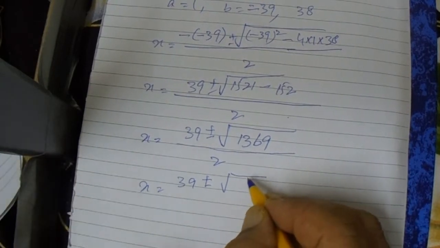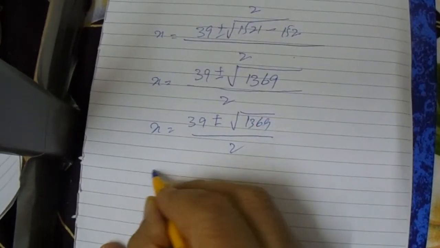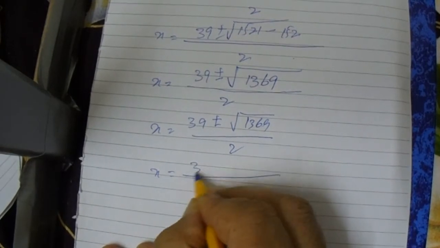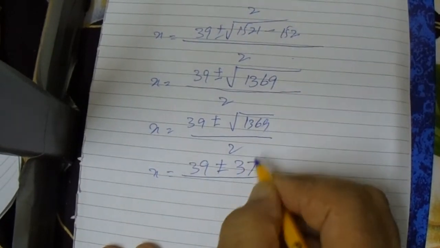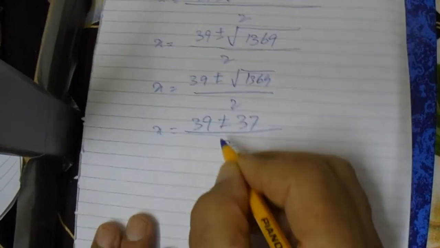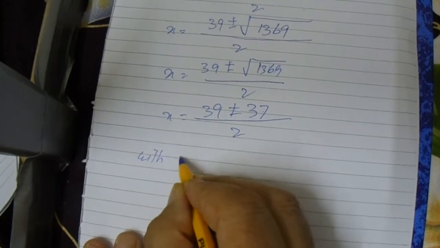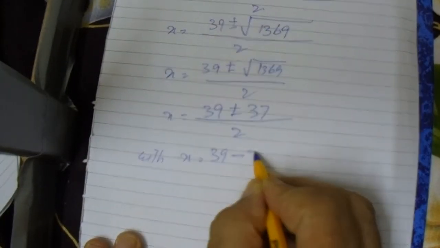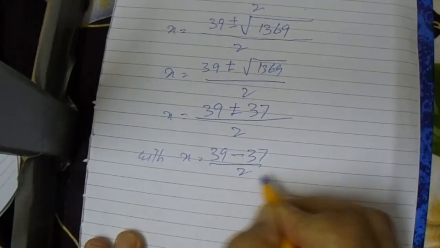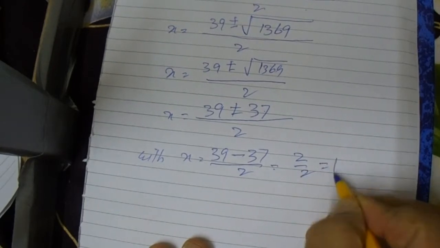Now we write again 1369 over 2 is equal to x is equal to 39 plus minus 37. Now under root of this is this over 2. Now either x is equal to 39 minus 37 over 2 is equal to 2 over 2 is equal to 1.